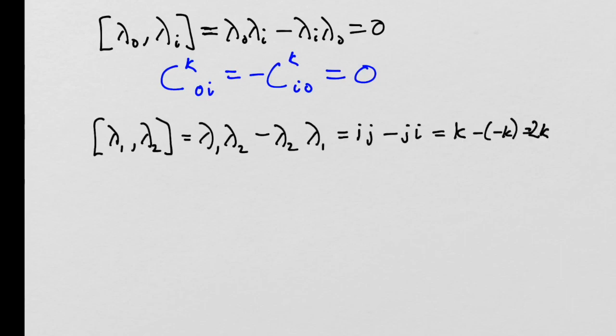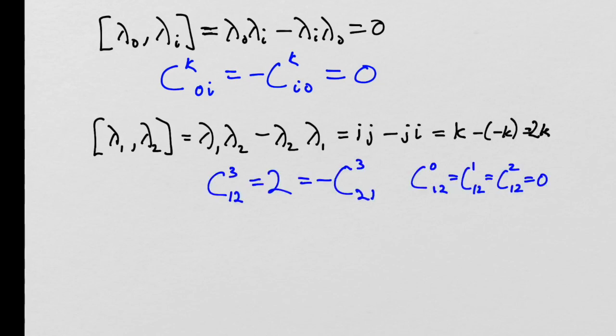So let's look at the other ones. Okay, I hope I got this right, but lambda 1, lambda 2, the bracket operation on those is 1, 2 minus 2, 1, which I just wrote as ij minus ji. This is sort of the way I think about the math. ijk is easy for me to remember. So that product is k. Well, you switch it, you get minus k, minus minus k, so you get 2k. Right? So what this tells us is that C312 equals 2, right? That's what this coefficient here is.